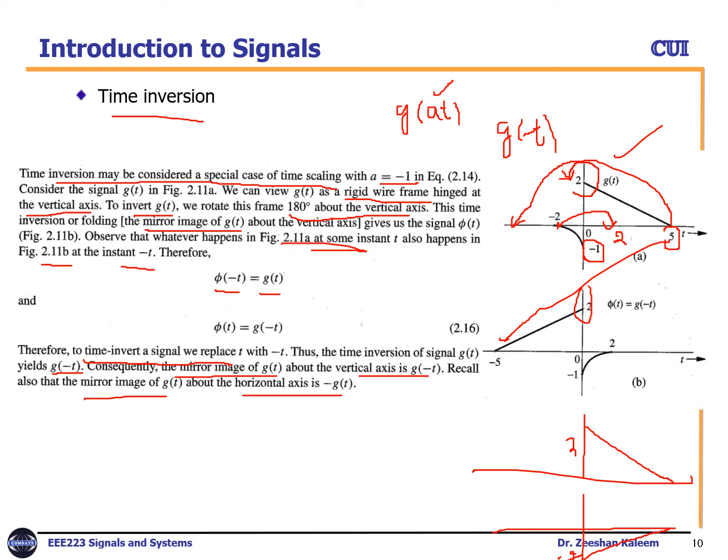So this is the case of time inversion. This is the mirror image across the vertical axis, and if you need the mirror image across the horizontal axis, then it will be equivalent to -g(t), not g(-t).